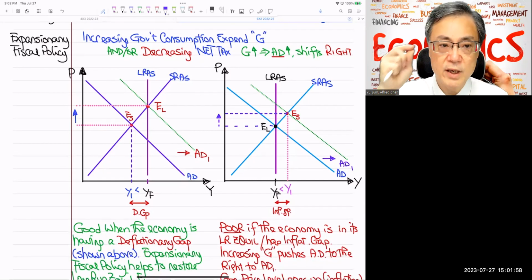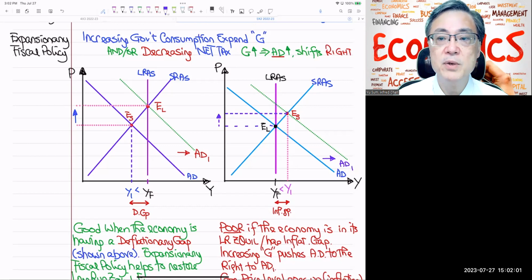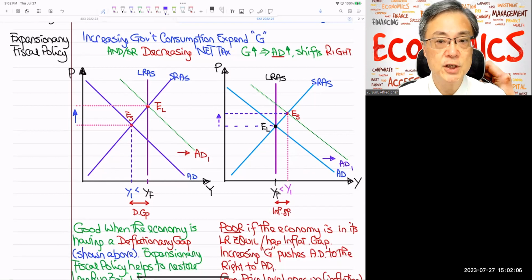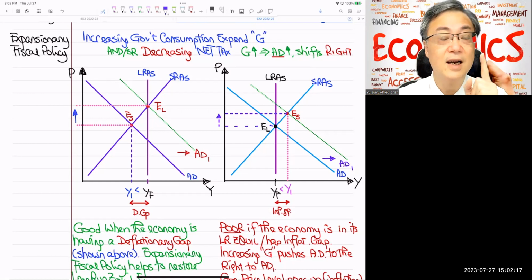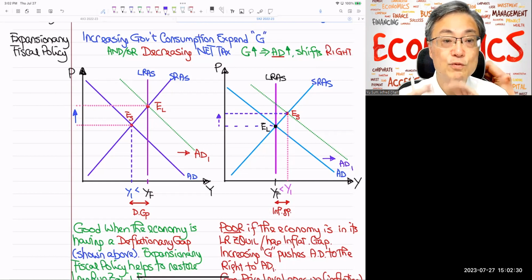Now, once again, we are talking about manipulating. If it is expansionary, that means increasing G, or decreasing net tax. Mr. Tim, is it increasing or decreasing net tax? Remember, this is tax. Tax means you are taking money away from the citizens. And now you want the economy to be better. So you should try to reduce tax. All right? So it's decreasing net tax.